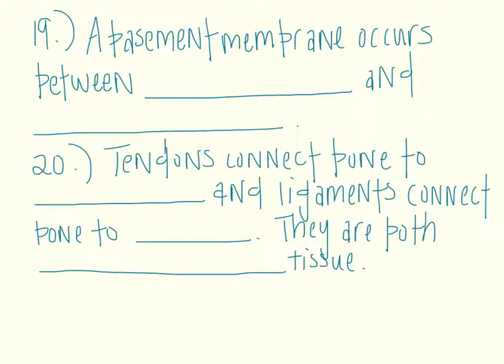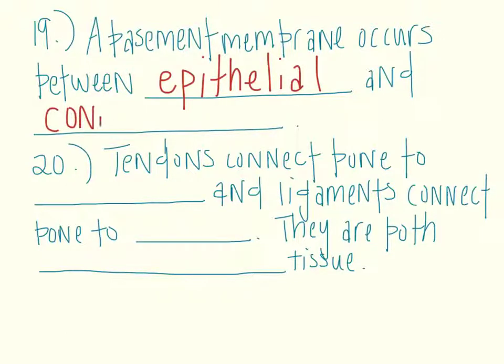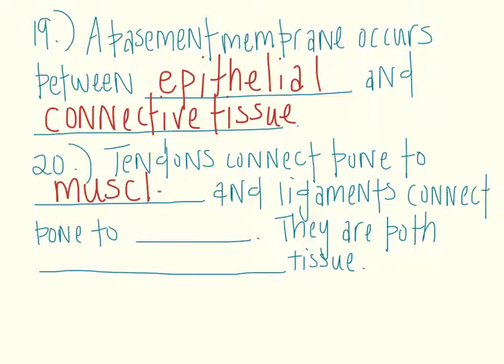A basement membrane occurs between epithelial tissue and connective tissue. So you'll have a basement membrane between those two. And then our last question for this video, tendons connect bone to muscle, and ligaments connect bone to bone. So be sure you don't get those confused. And they are both types of dense connective tissue.